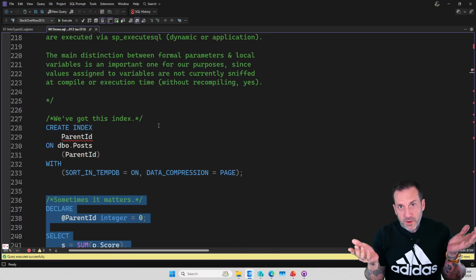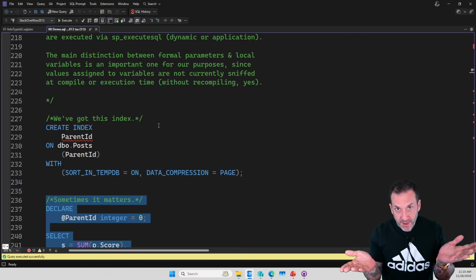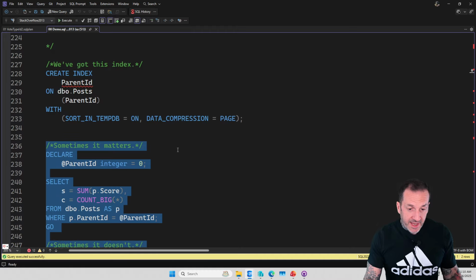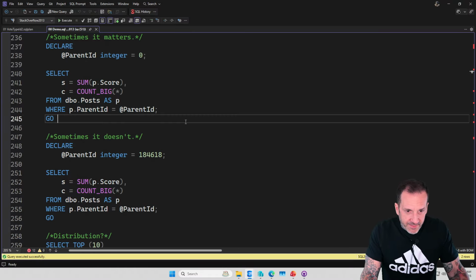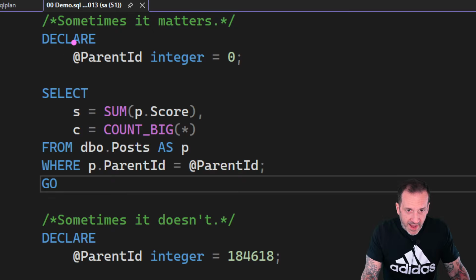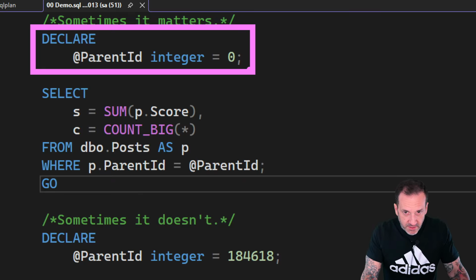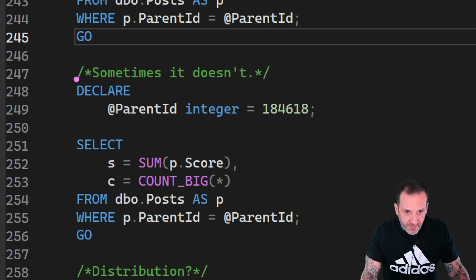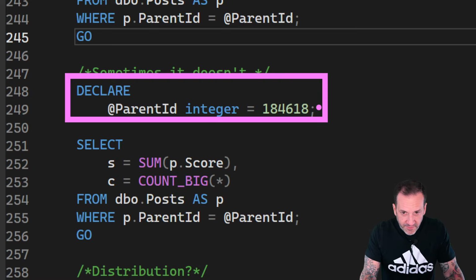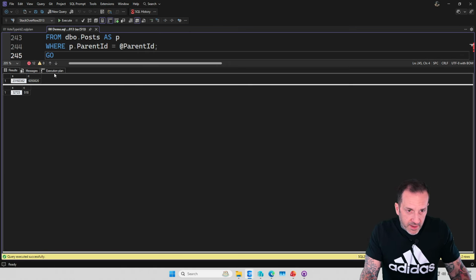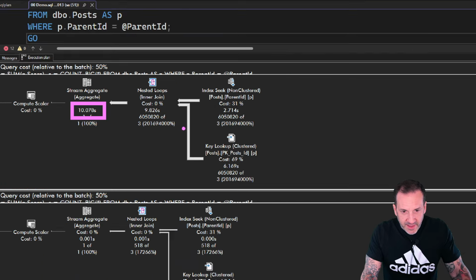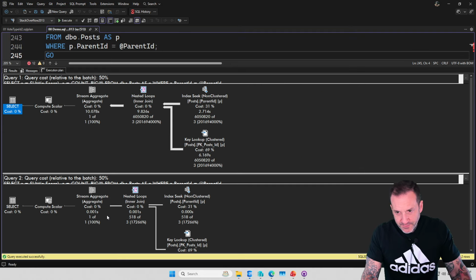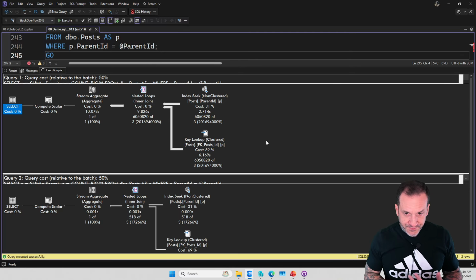And other times you're looking for such small amounts of data that it doesn't matter. This is an example of when it can matter and when it actually doesn't matter. So the first time that we run this, we have a local variable where parent ID is 0. And the second time that we run this, we're looking for things where parent ID equals 184618. So one query obviously takes far longer than the other. This one takes 10 seconds, and this one down here takes 1 millisecond. The reason why all comes down to the cardinality estimates and the number of rows that we actually found.